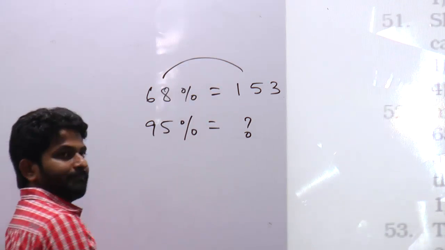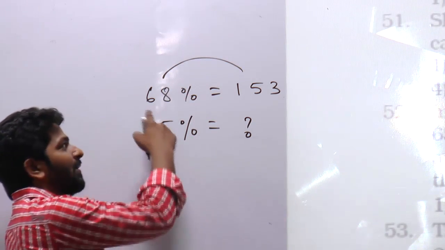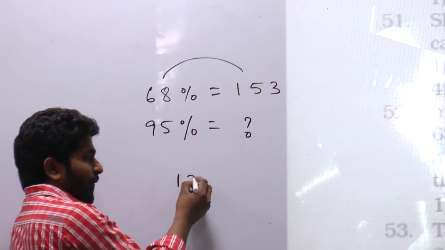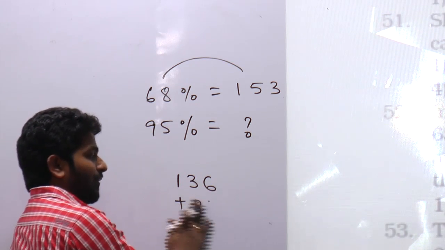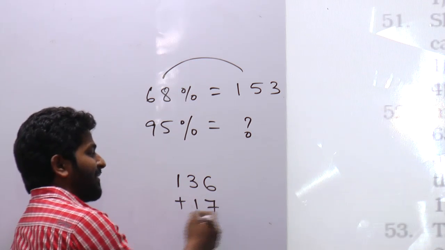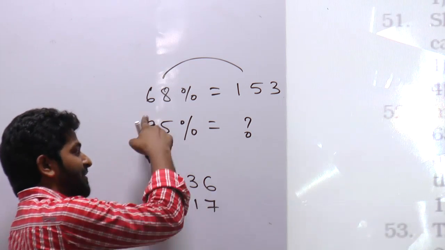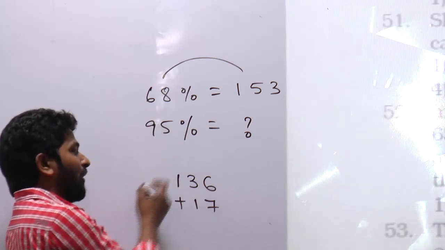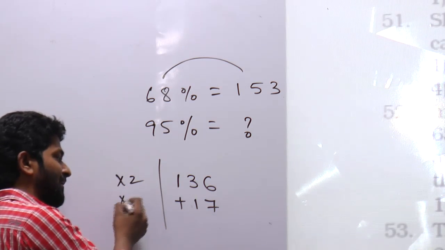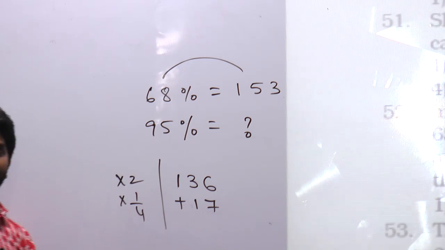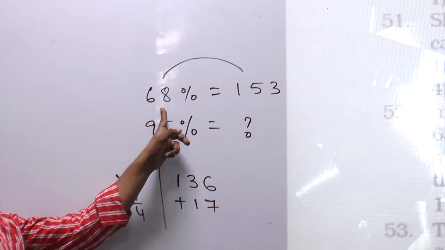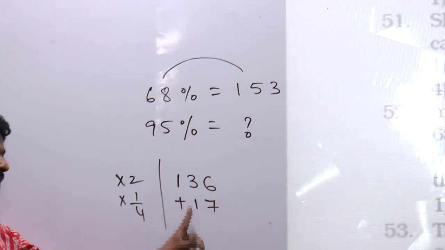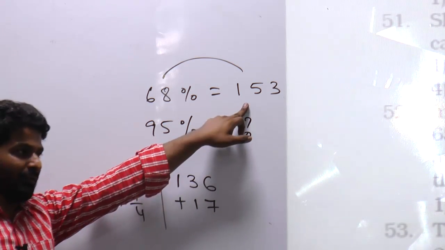2 times. Let me try vertical comparison. 68 2 times is 136. And still you need to add 17. 34, 68. Got it. 2 times and then add 1/4. Okay. 2 times of this number, 136, half is 34, again half is 17. If you add 136 and 17, you are getting 153.